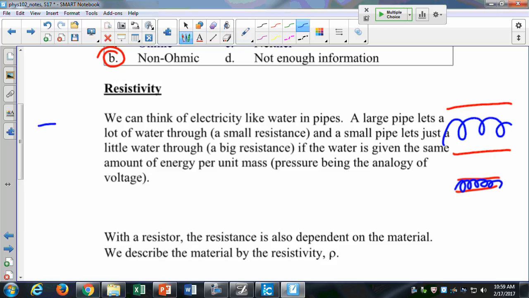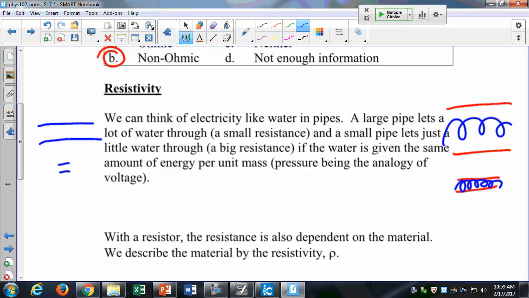What if I have a pipe that's long and then a pipe that's short? Which one is going to be easier to push electricity through? Is it going to be easier to push water through the long pipe, or through the short pipe? Short one, right.